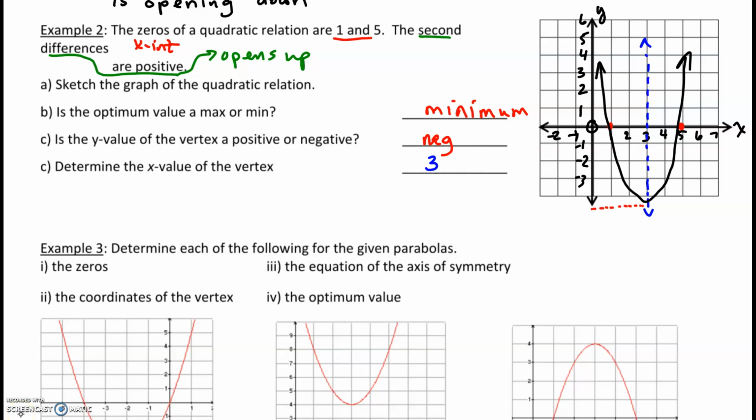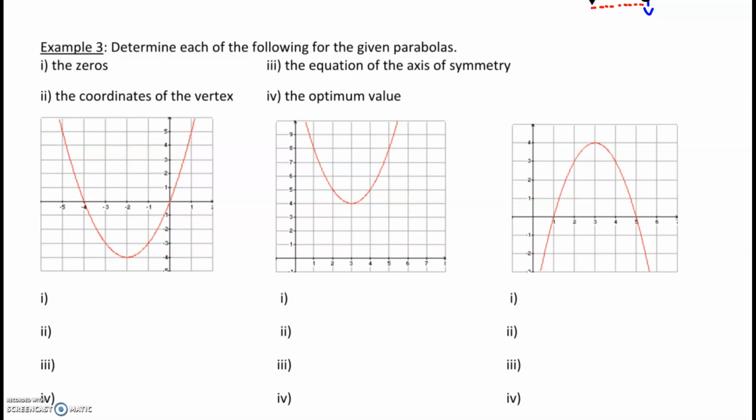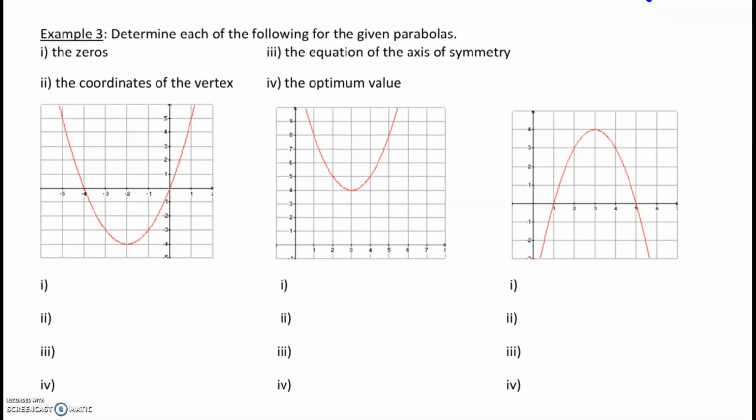Okay, we're back finishing up lesson 2 of properties of quadratic relations, and we are at example 3. Example 3 says determine each of the following for the given parabolas. So for each of these below, we have to say the zeros, the coordinates of the vertex, the equation of the axis of symmetry, and the optimum value.